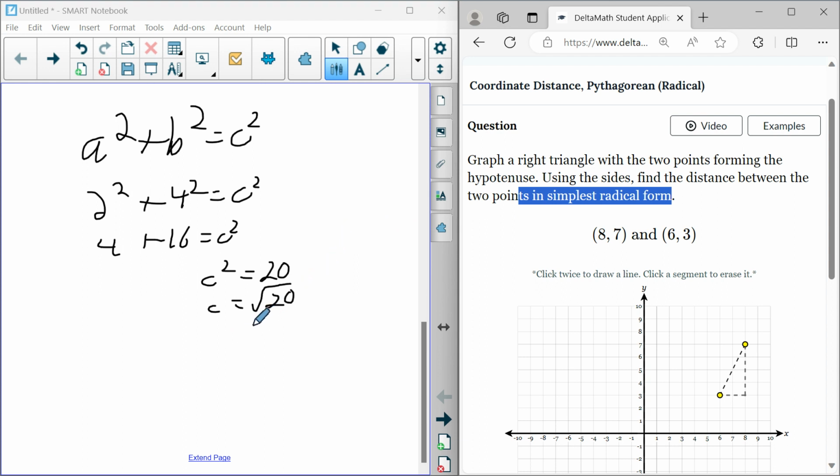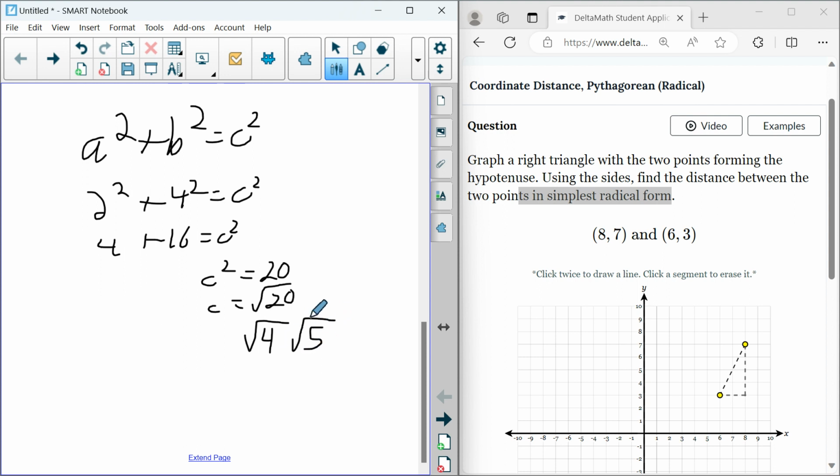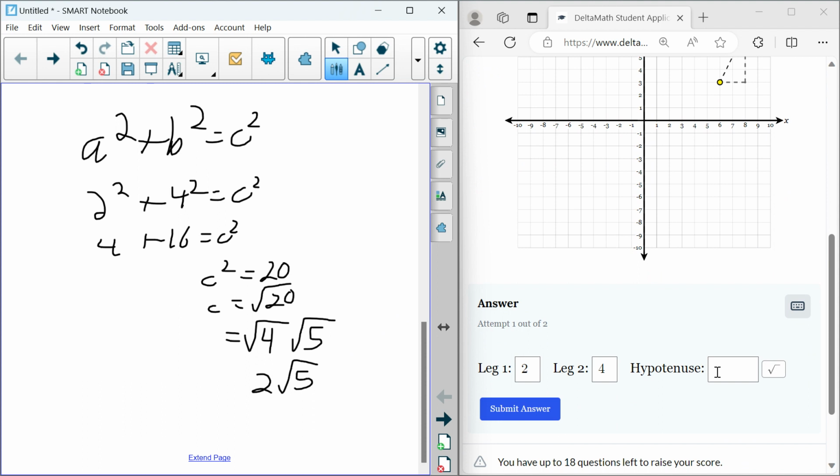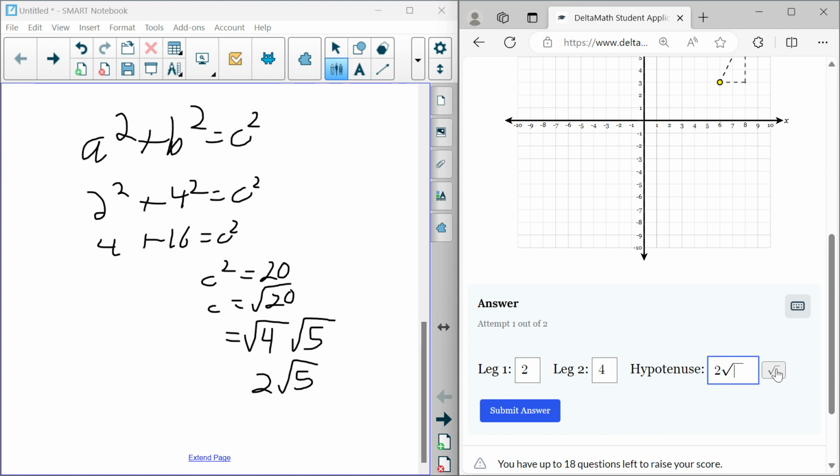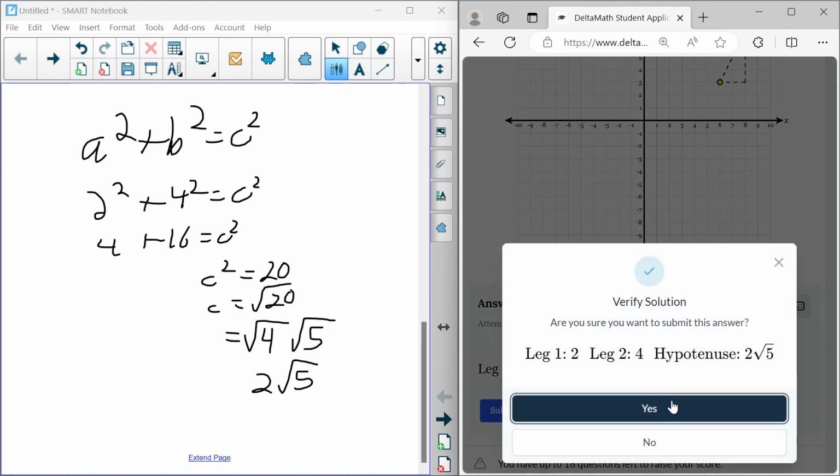Let's remind ourselves how to do this. 20 has to divide by a perfect square. If 20 is going to divide by a perfect square, it's going to divide by a 4 and another 5. 4 times 5 makes 20, and 4 is a perfect square. We can square root the 4. The square root of 4 is 2. We don't need the radical anymore. We'll have 2 square root of 5. So down here for the answer, I'm going to write 2, hit the square root button, hit 5. Submit our answer.